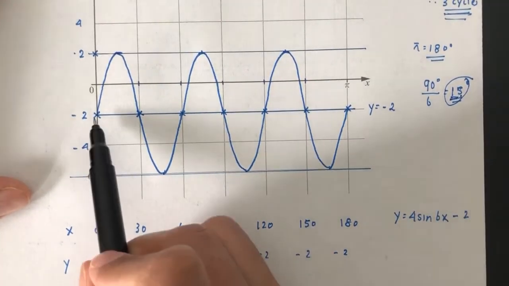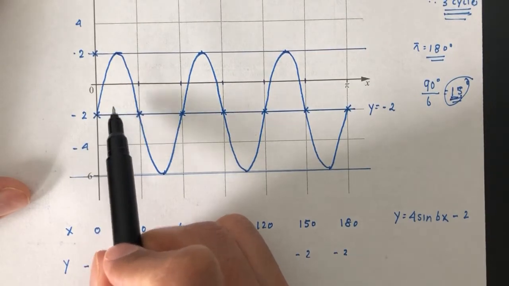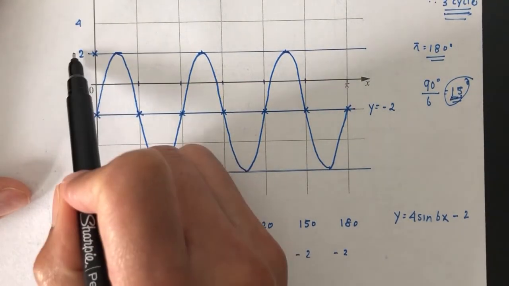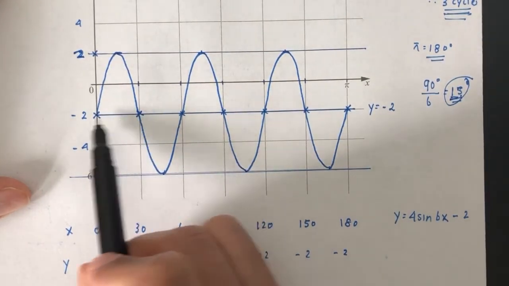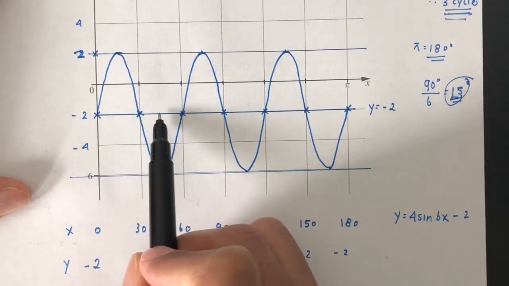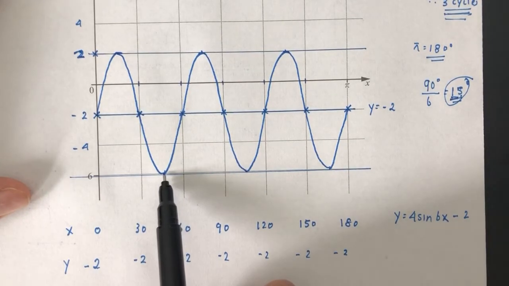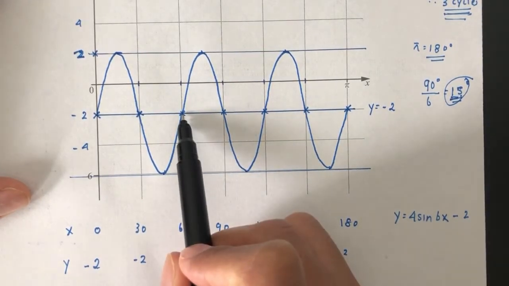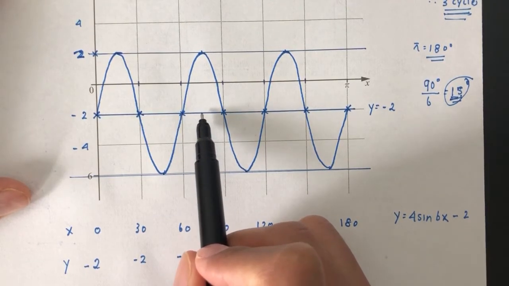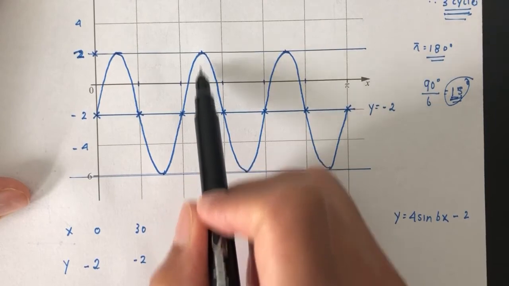It means that this is 0, then at 15 it is 2, not minus 2, 2. Then 30 will be minus 2 again, and then 45 will be minus 6, and then 60 will be back to here. Then this will be 60 plus 15, that will be 75, will be back up, and then back here.